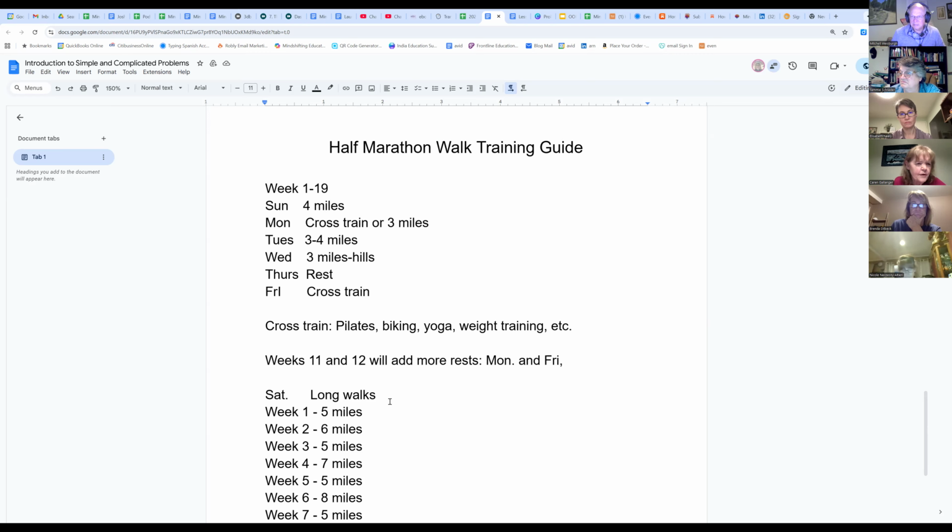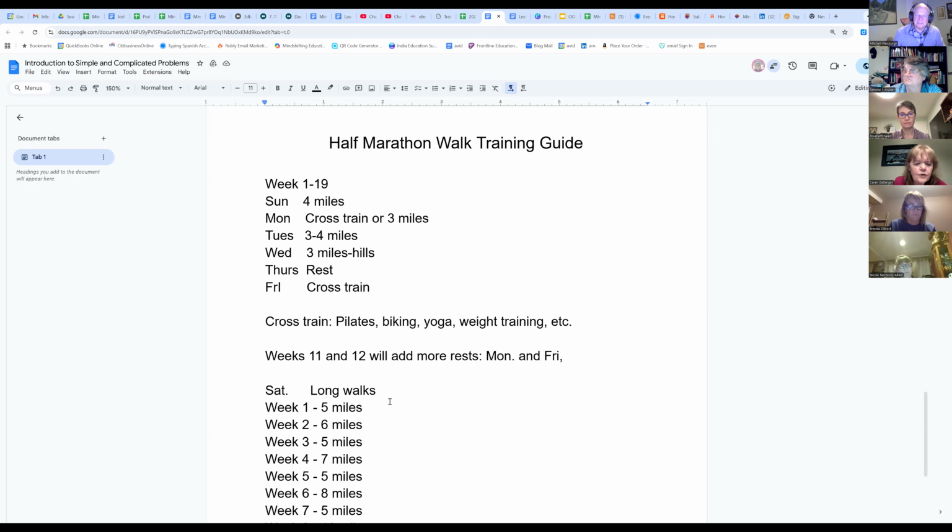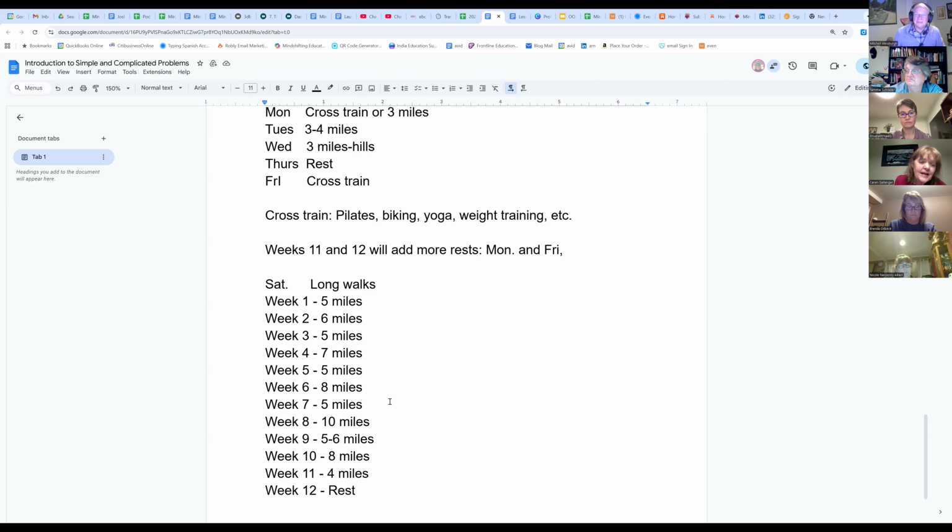Thursday, you take a rest. And Friday is another cross-train day where you can do something else. And then it explains further, if you scroll down a bit more, you can see what you do on Saturday. So Saturday would be your big day. And obviously you can switch it if you need to. My cousin and I that did it together, sometimes we do it on Friday or Sunday.